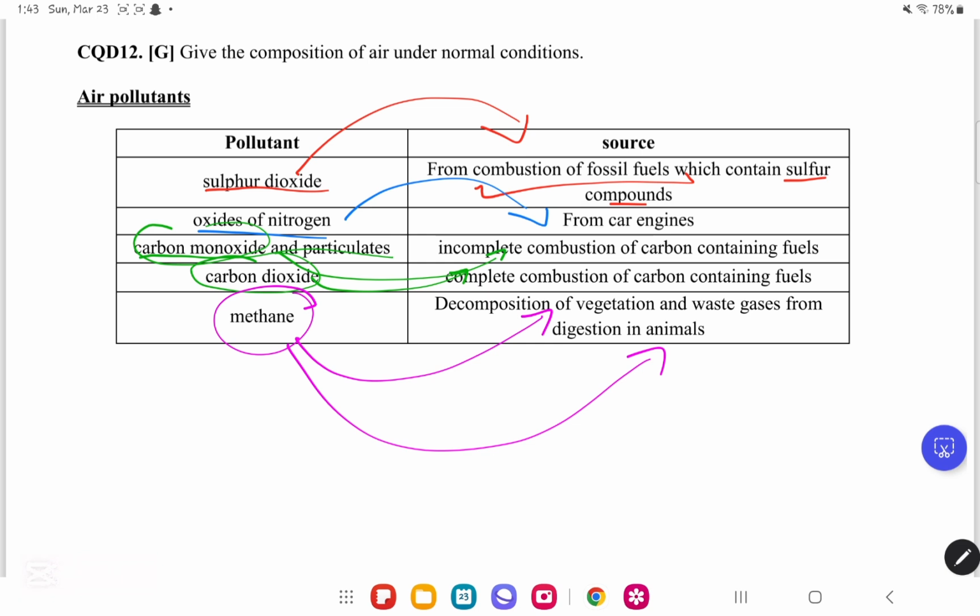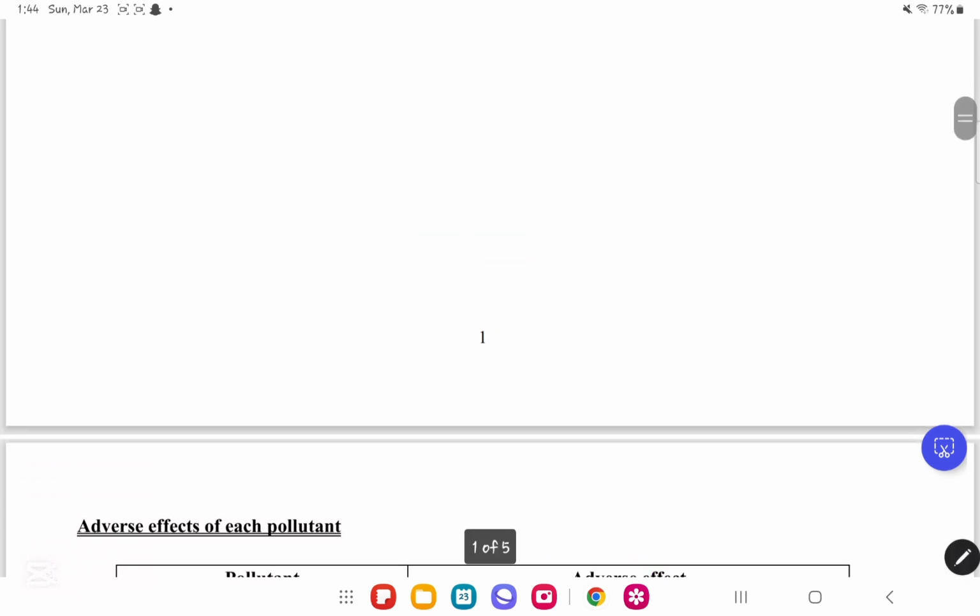So, sulfur dioxide, you will get it from combustion of fossil fuels. Oxides of nitrogen from the car exhaust fumes, not fuels, fumes, like the gases. Carbon monoxide, the incomplete combustion of carbon. Carbon dioxide, complete combustion of carbon, and then methane, decomposition of vegetation, and the waste gases of animals.